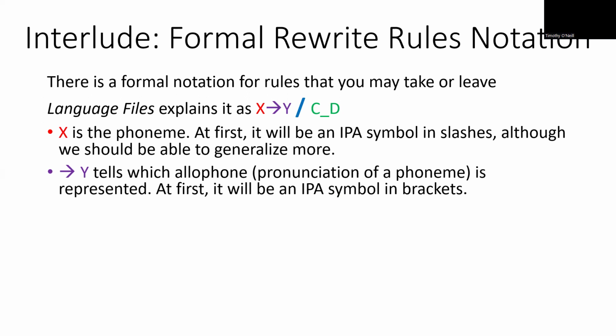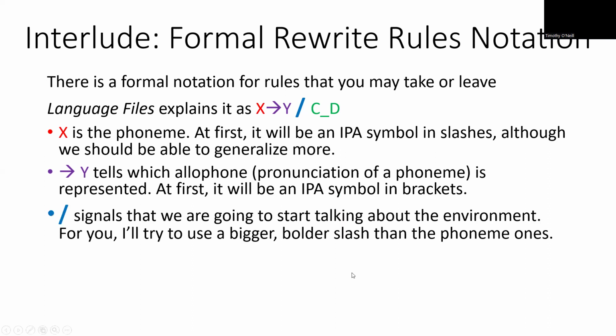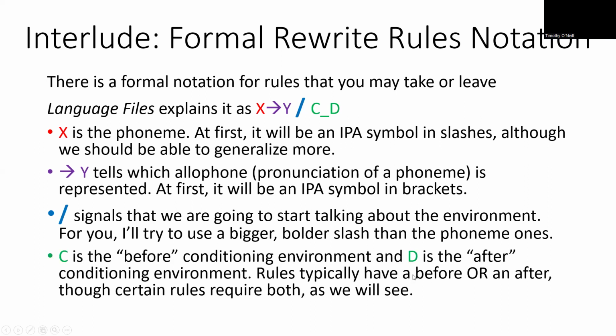So if you think about your Spanish homework, it's going to be that S is going to become Z. The slash signals that we're going to start talking about the environment. So we're switching from the phonemes to where it happens. And then you have the C and D. That's the before conditioning environment and the after. So as we mentioned in class, some phonological rules at more advanced levels will sort of reach to 2 or 3 or even further away. But in this class, of course, it's always going to be right next door. And I mentioned in class, we're not doing baby phonology. A lot of these triggering environments are right next door.